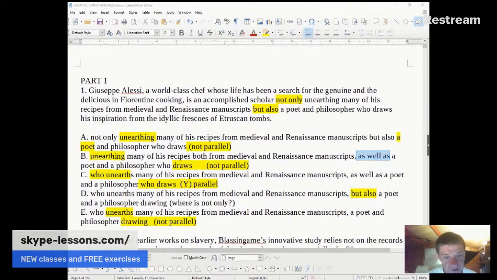Let's look at why D is incorrect now. So we've got who unearths many of his recipes, blah, blah, blah. But also, the problem here is that we haven't got the not only, but we have got the but also. So that's not allowed. Correlative conjunctions can't lose half of their correlative conjunction. You've got to have not only X, but also Y. You can't just have but also Y, of course. I think that much is clear.